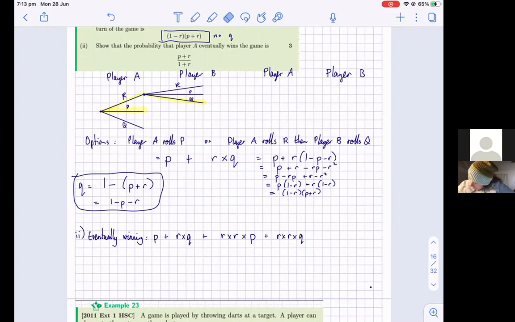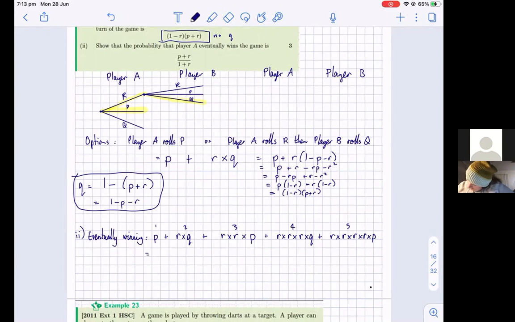Oh, wait. Times R times Q. R times R times R times R times P. So this is winning on the first, second, third. To win on the third, R's must have been rolled in the other 2. To win on the 4th, R's must have been rolled in the other 3, etc.